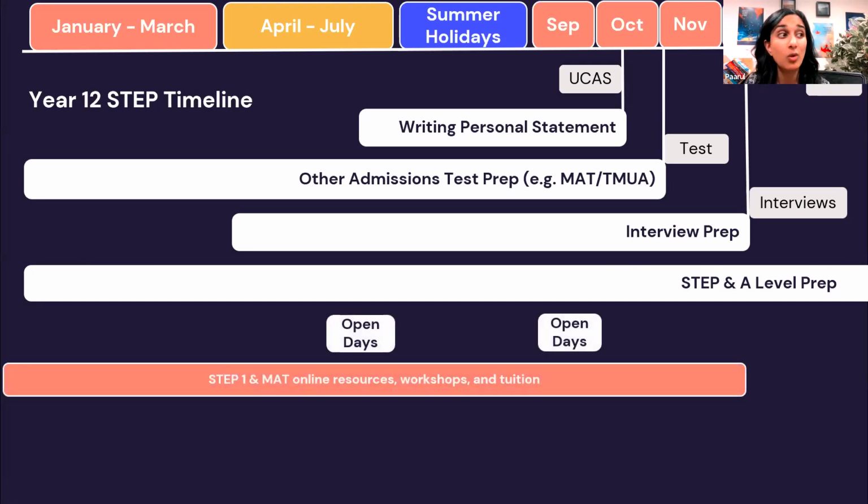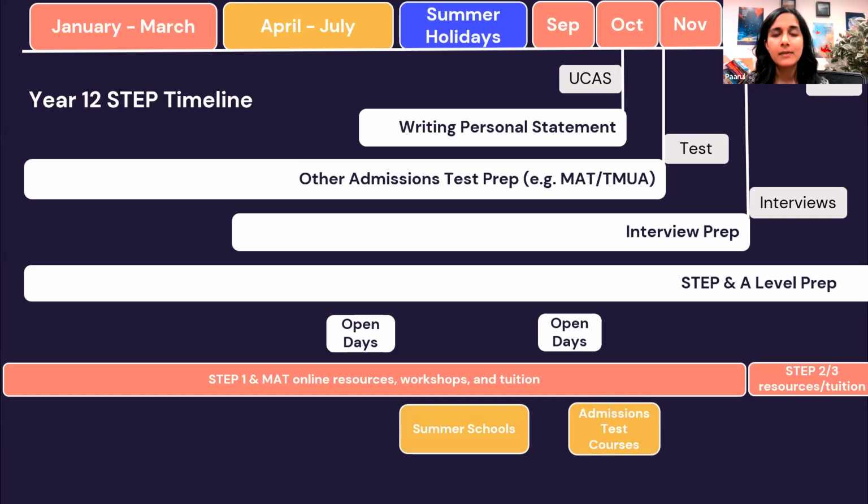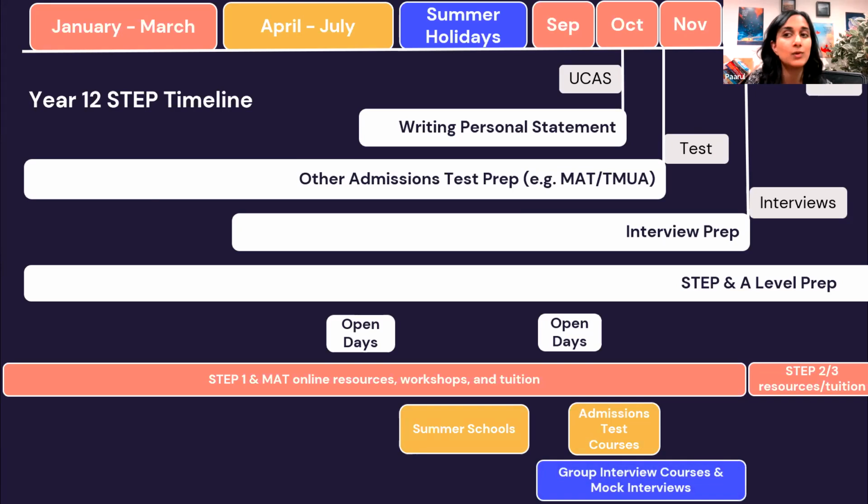Now, how does this correlate to what we might teach you? We've got STEP 1. If you join our program, which I'll talk about a little bit more in a second, we start preparing you for STEP 1 in maths until December this year. That's using our online resources, workshops, and tuition. And then next year, for the people who are currently in year 12, we'd give you access to the STEP 2 and 3 resources and tuition, and we've got a whole program there. And also for year 12 students, we've got summer schools and admissions test courses, as well as group interview courses and mock interview courses.